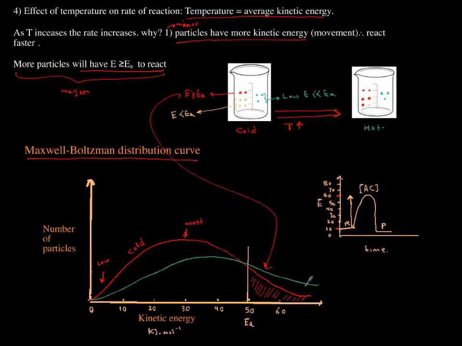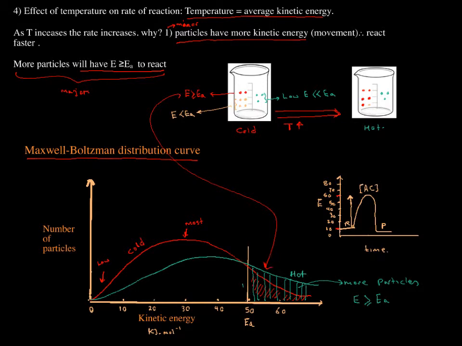Now what happens here, this represents that we have more particles that have energies bigger than or equal to activation energy. So this one in blue-green is trying to say the hot beaker compared to a cold beaker. And when you do that, more particles will have energy sufficient, bigger than or equal to activation energy, to react. And your activation energy didn't change.